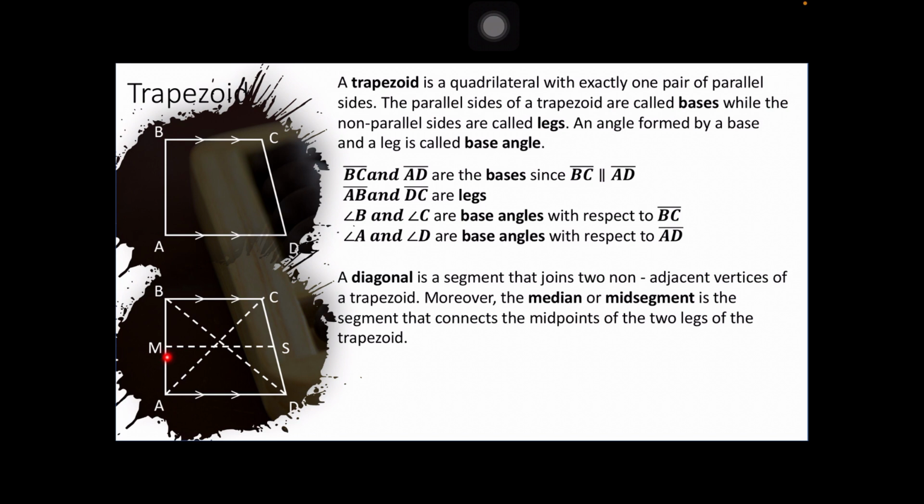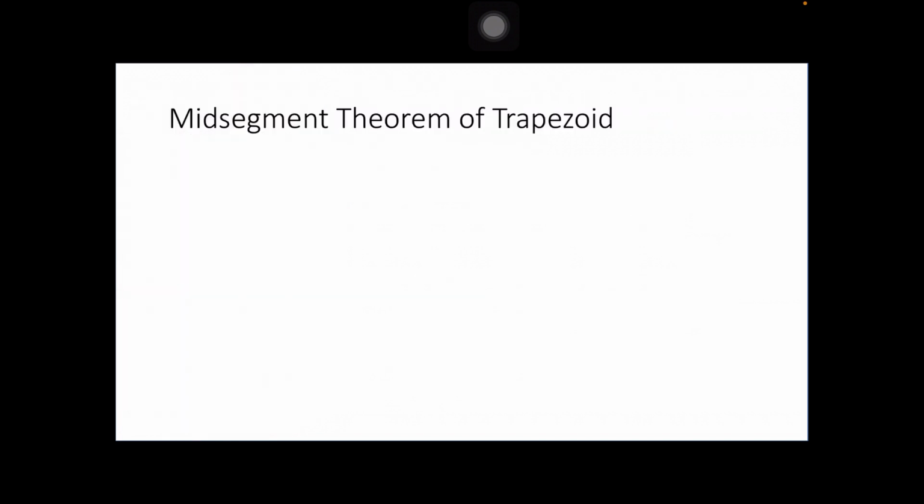Ibig sabihin po, si point M dito at saka si point S are the midpoints of our legs. And then, pag pinag-connect po natin yon, that is our median or mid-segment. Ayan. Ito po sabi ko kanina, segment BD and segment CA are the diagonals. Then, segment MS is the median or mid-segment.